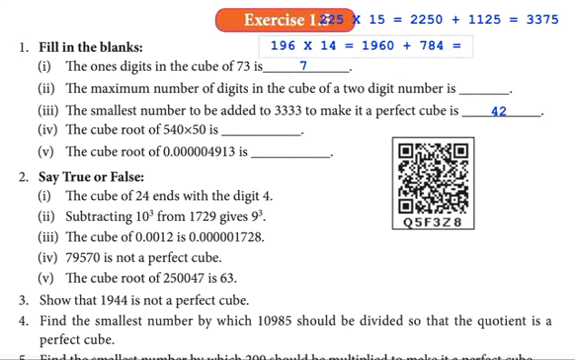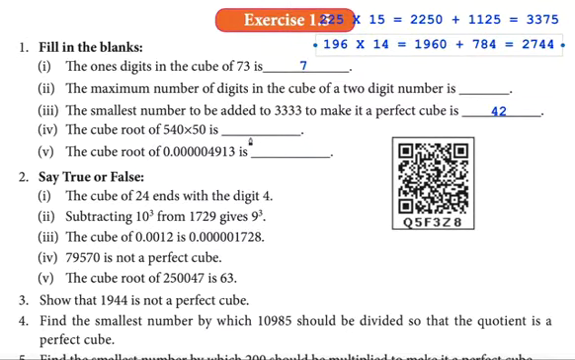So 784 equals 4 into 14... I told you already this is less. 4 times 14, so the last digit is 4. This is 7, 2744. So you have to add something. This is 14 cubed, this is 15 cubed. You have to add 42 to make it a perfect cube.